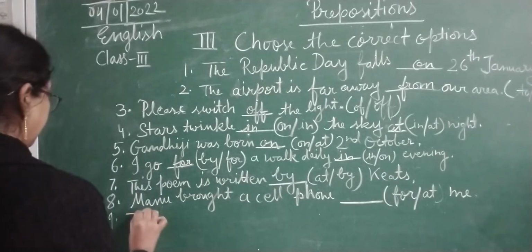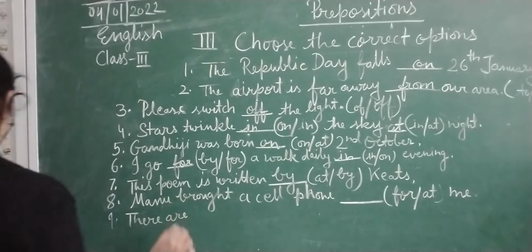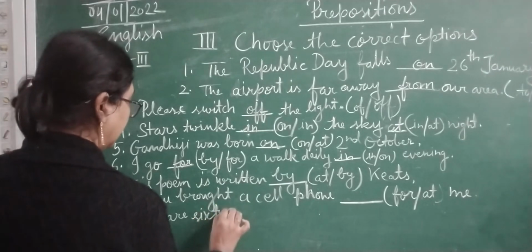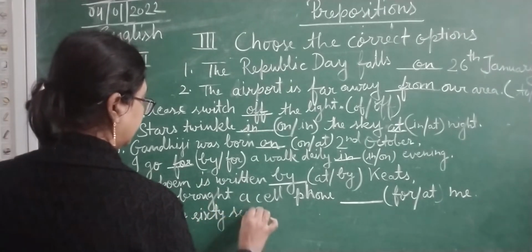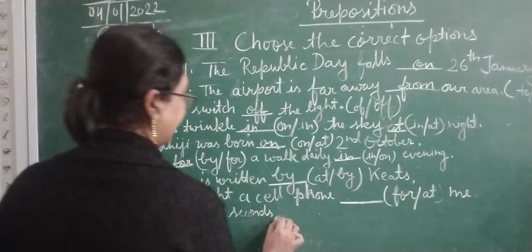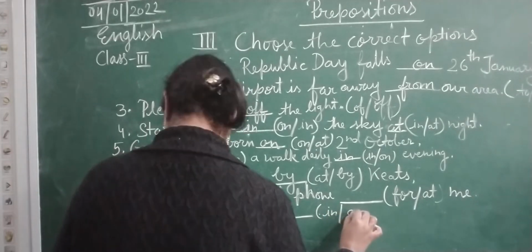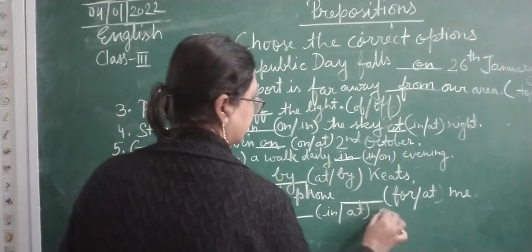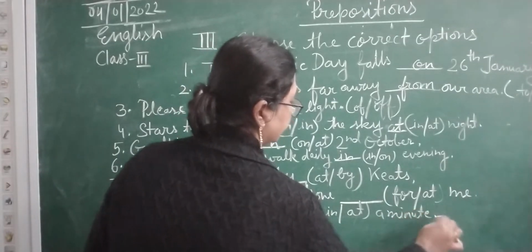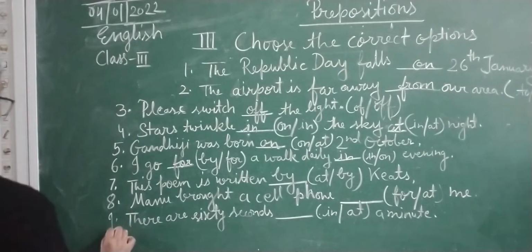There are 60 seconds dash in or at a minute. Okay children, now children, we will write 10 number.